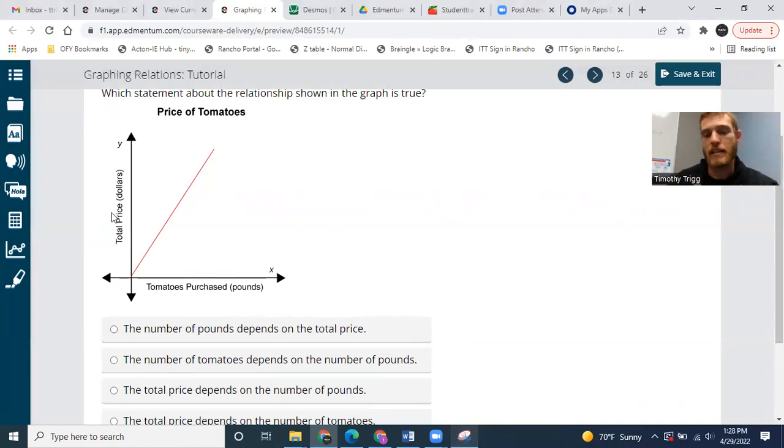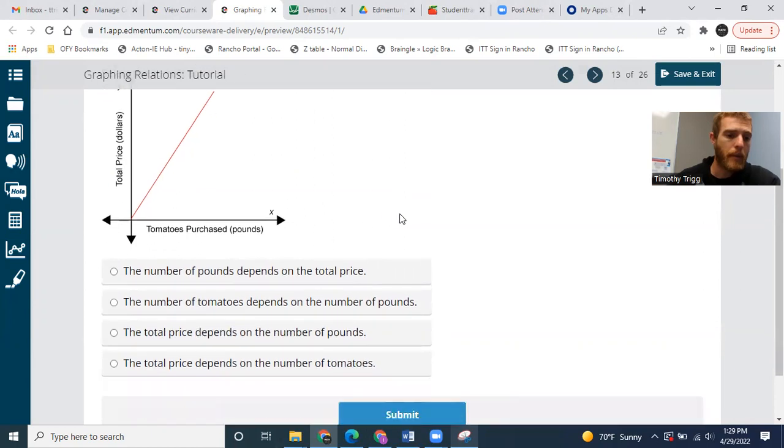Now, when we're thinking dependent, independent variables, generally speaking, the independent variables go along the x-axis. So usually we have the independent variable along the x-axis. We have the dependent variable along the y-axis, okay? So here, the total price depends on the number of pounds, okay? The total price that you pay depends on the number of pounds of tomatoes. Okay.